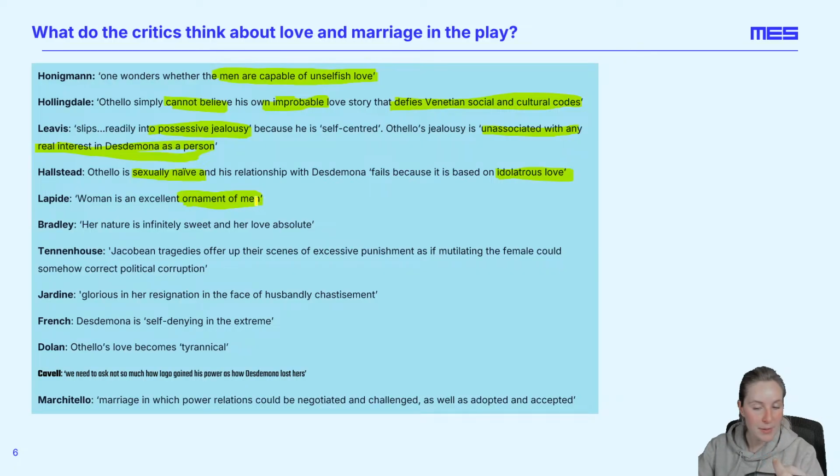Bradley, talking about Desdemona, says her nature is infinitely sweet and her love is absolute. Such a good way to talk about Desdemona's relationship here, her view of Othello, which we looked at, for example, when we looked at race, and how Desdemona describes Othello's race as different radically from the other Venetians. Tennenhouse says Jacobean tragedies offer up their scenes of excessive punishment, as if mutilating the female could somehow correct political corruption. So this idea of women then as sacrificed within marriages in order to recover social or political power.